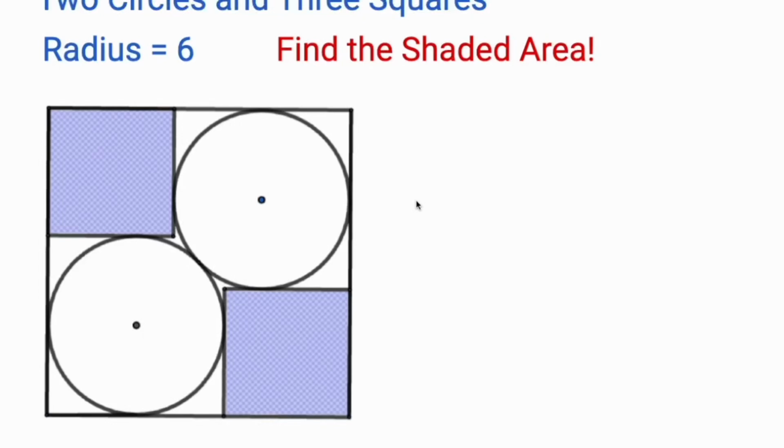All right. Welcome back. In this problem, I have two congruent circles, each with a radius of 6. They're inside of a square. There are two other squares that are shaded in. Our job is to find the area of the shaded regions. All these points are points of tangency.